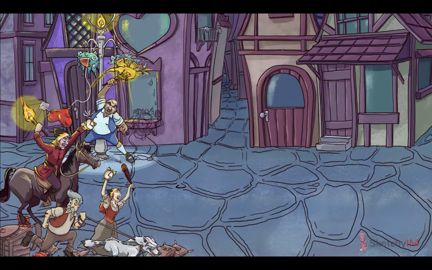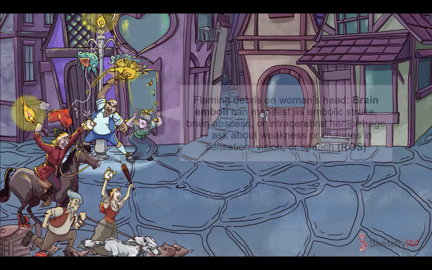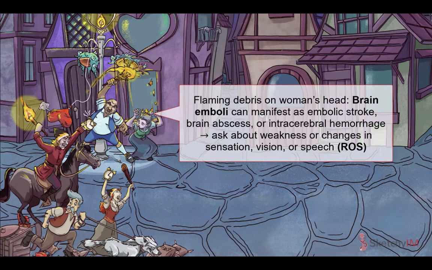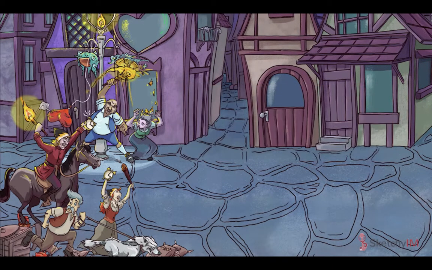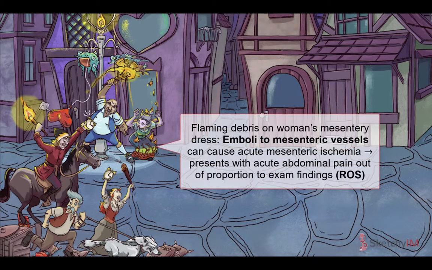One particularly terrible location for embolization is the brain, represented by the flaming debris landing on this poor woman's head. Emboli to the brain can manifest as embolic stroke, brain abscess, or intracerebral hemorrhage. So ask your patient about weakness or changes in sensation, vision, or speech. Emboli can also wedge themselves in the mesenteric vessels, represented by this unfortunate woman's mesentery-like dress under attack from flaming debris. Oh, I see. Fashionable and functional.